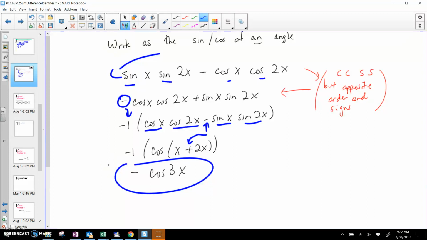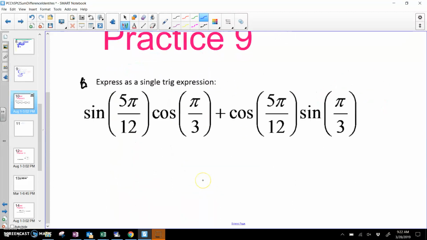I want you to take a minute now and try guided practice number 9. So once again, pause it and then come back and check it. Again, what I saw when I did this is sine, cosine, so I know it's the sine formula. It's a plus there, so it's 5 pi over 12 plus pi over 3.